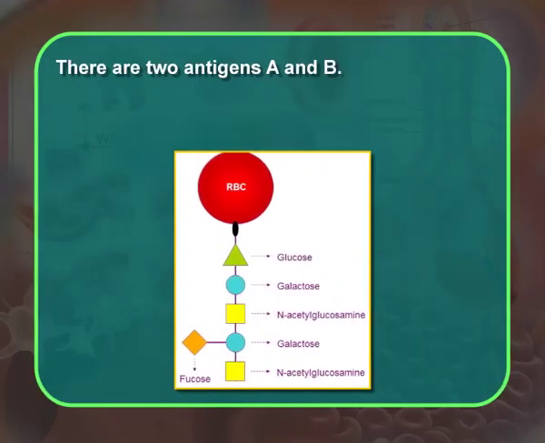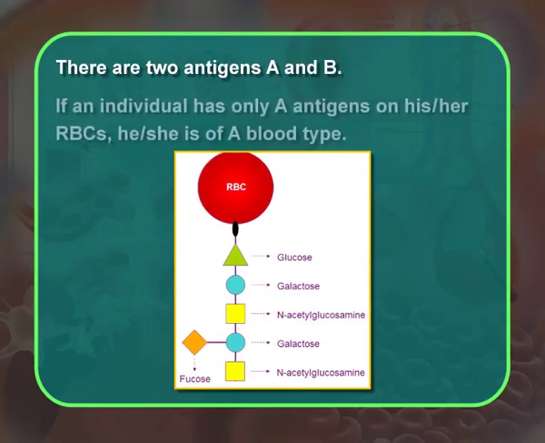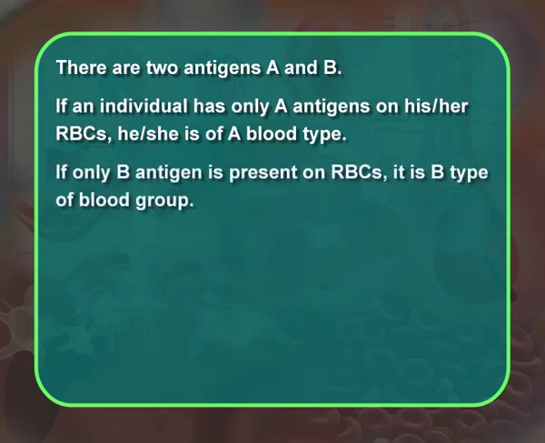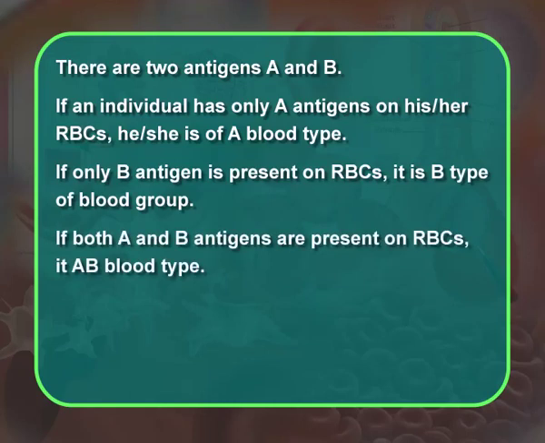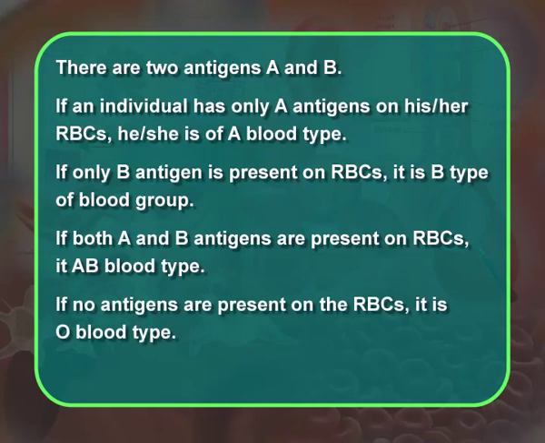So, there are two antigens A and B. If an individual has only A antigens on his or her RBCs, he or she is of A blood type. If only B antigen is present on RBCs, it is B type of blood group. If both A and B antigens are present on RBCs, it is AB blood type. And if no antigens are present on the RBCs, it is O blood type.